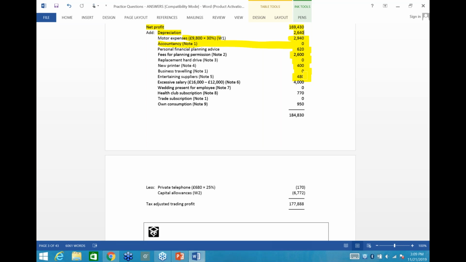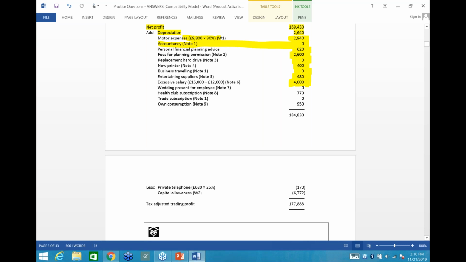You're not permitted to claim excessive expenditure to reduce your taxable income, taxable trading profit. You can claim a reasonable amount, which is 12,000, but the excess 4,000 is not permitted. Therefore, you have to add it back. That's not permitted, add back.